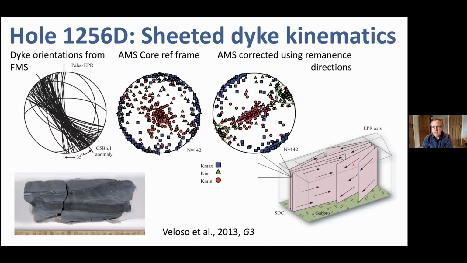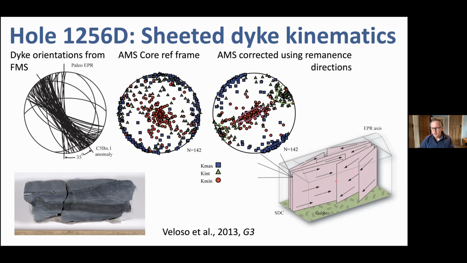In doing so, it passed through a sheeted dike complex, and there was a very interesting paper by Peloso and others in 2013, where, drawing on a combination of analyses of the FMS images to give you the sheeted dike orientations in a true reference frame and the anisotropy, you can see that in the core reference frame, these fabrics are fairly random. But when you reorient them using the remanent directions, the maximum axes of susceptibility, which are these blue squares, are parallel to the strike of the sheeted dikes that have been sampled, giving really great evidence for there being a long axis flow of magma during the formation of the sheeted dike complex.